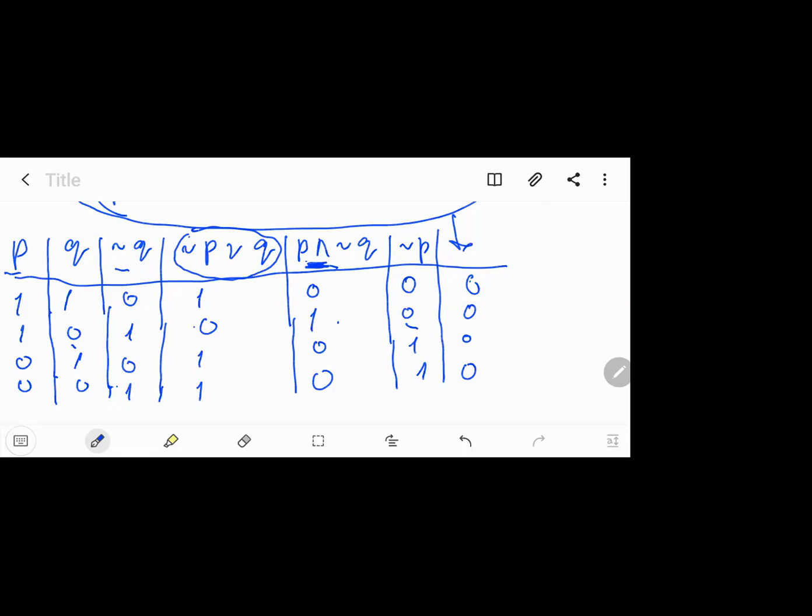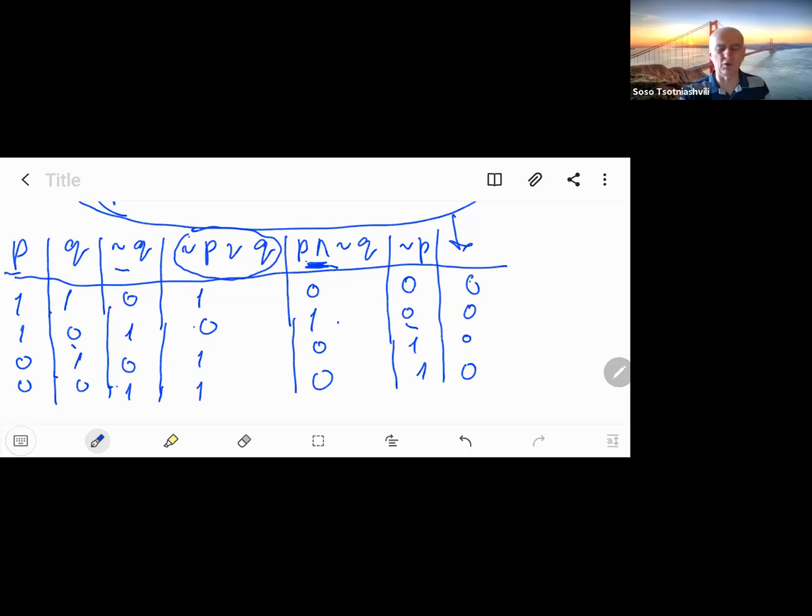Now, sorry, there is a mistake in P and not Q. The last one is false. Oh, okay, no problem. Always you can ask, and it's very important to look critically.